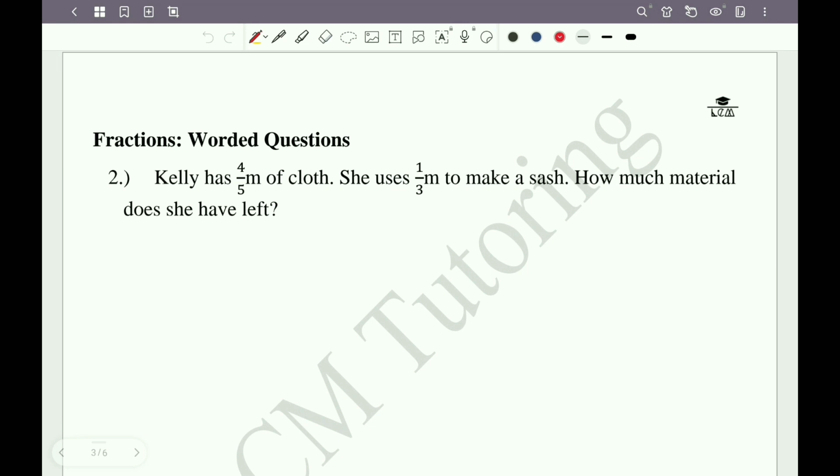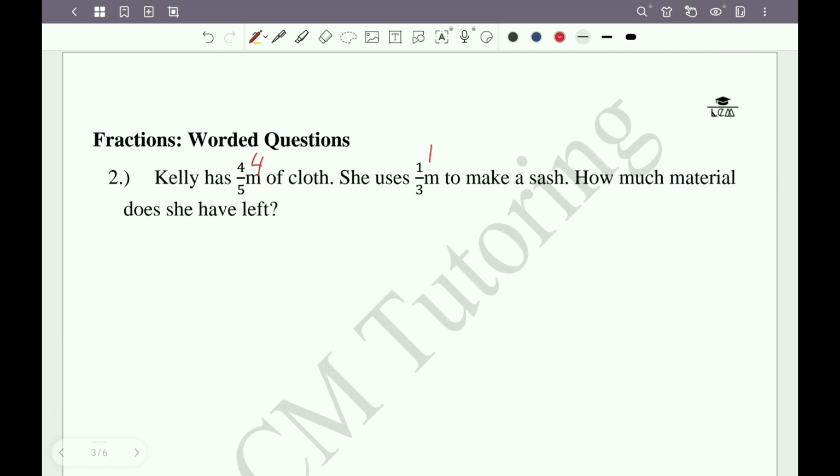Okay, so question 2 reads, Kelly has 4/5 meters of cloth. She used 1/3 meters to make a sash. How much material does she have left? Now, as I said before, if we were working with whole numbers, and let's say Kelly had 4 meters of cloth and she used 1 meter to make a sash, how much material would she have left? Well, we would just take away 1 from 4, right? The same principle now applies with the fractions.